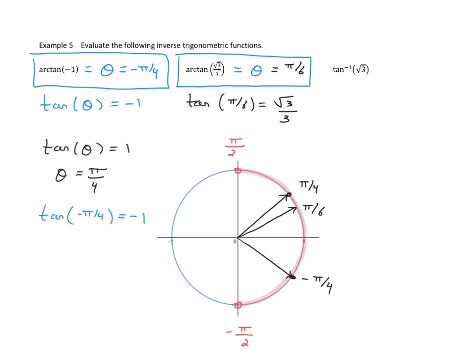The last one, tangent inverse of root 3, what does that equal? Okay, well that must be the other angle that we did not use. So that is going to be this angle here, a 60-degree angle, which is pi over 3. Tangent of pi over 3 is equal to root 3. Pi over 3 falls between negative pi over 2 and positive pi over 2. Therefore, my answer here is pi over 3.